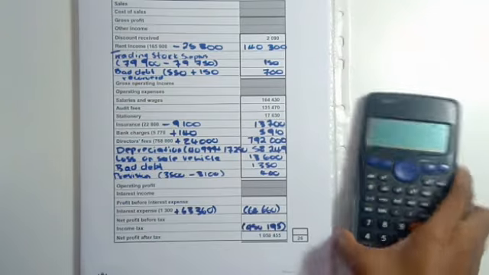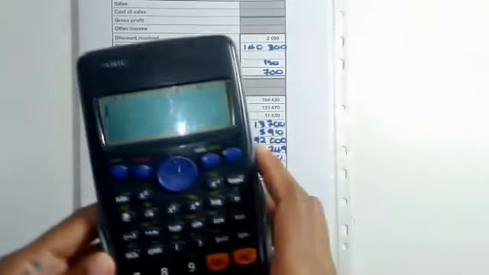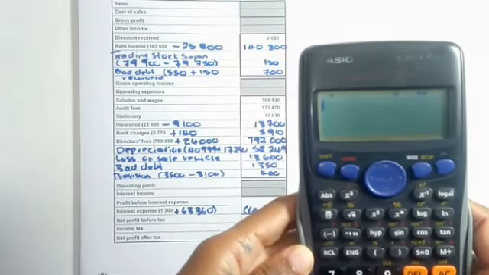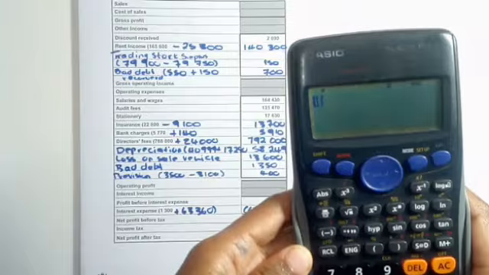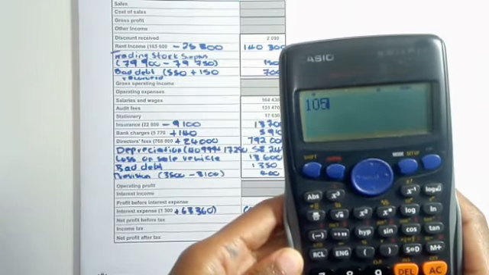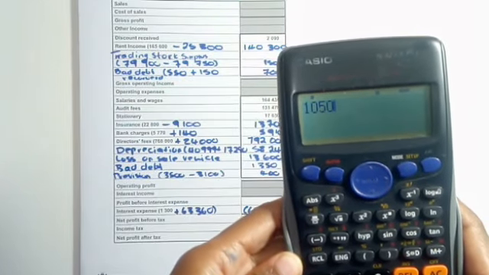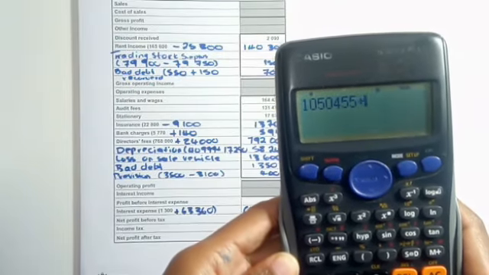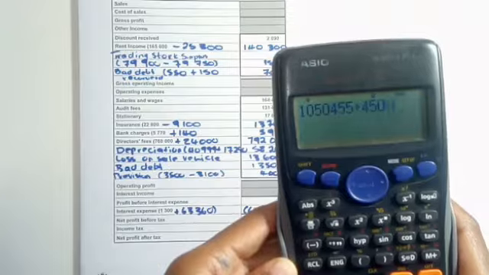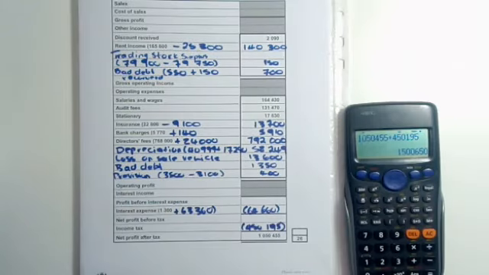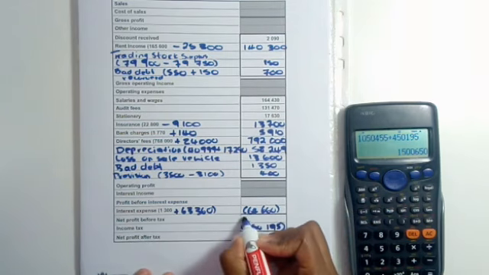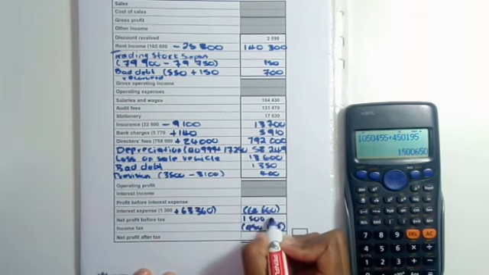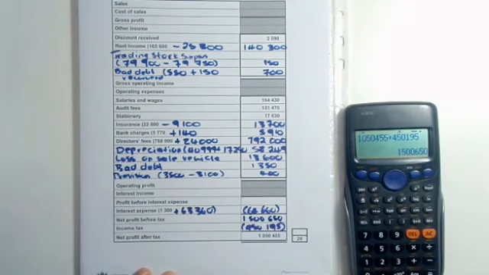net profit before tax. So to get our net profit before tax, we are now going to say the profit after tax plus the tax itself, and it gives me 1,500,650, and that's what goes on there.